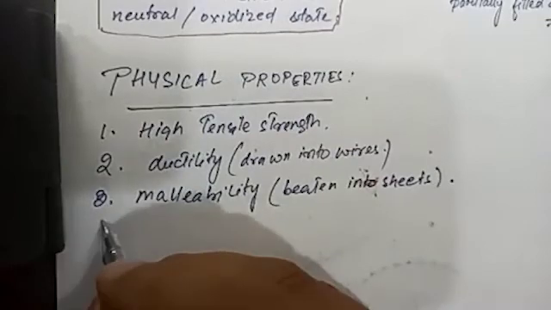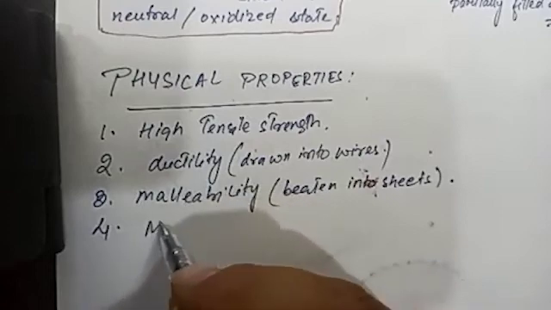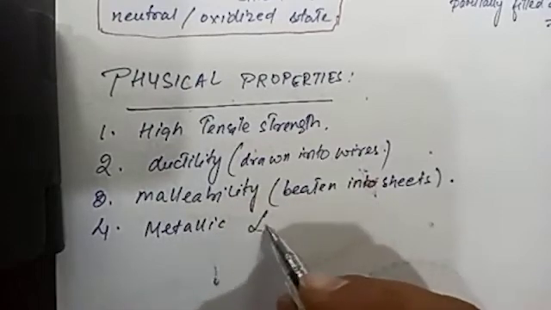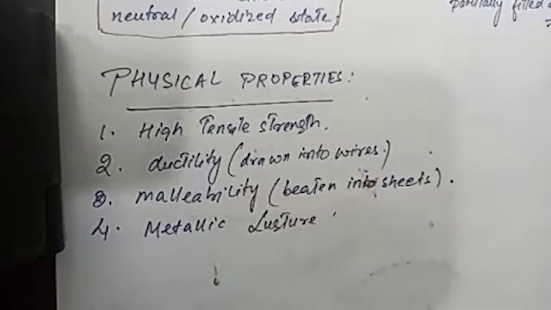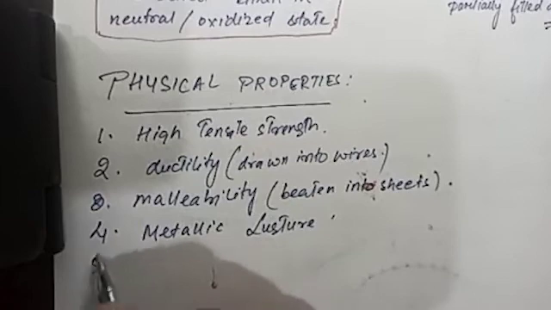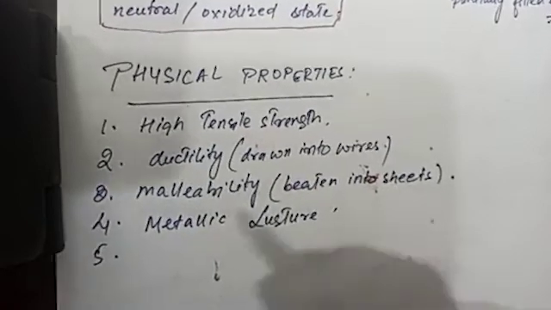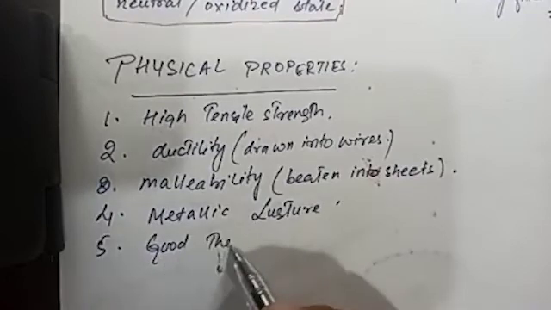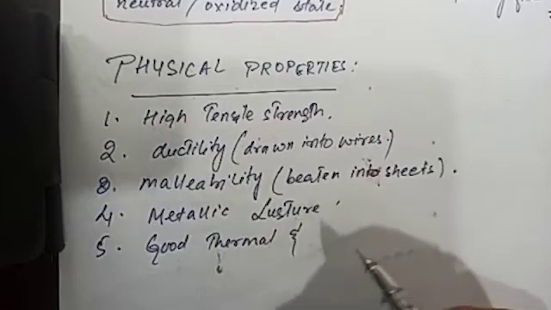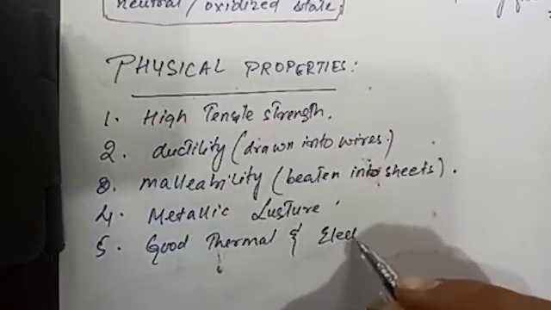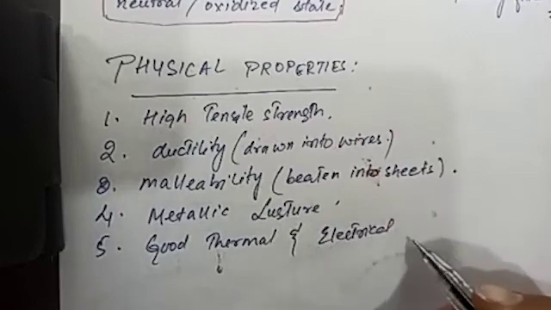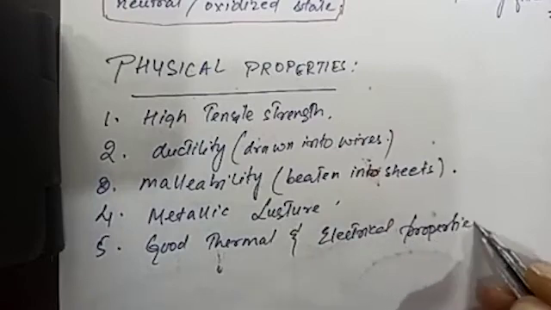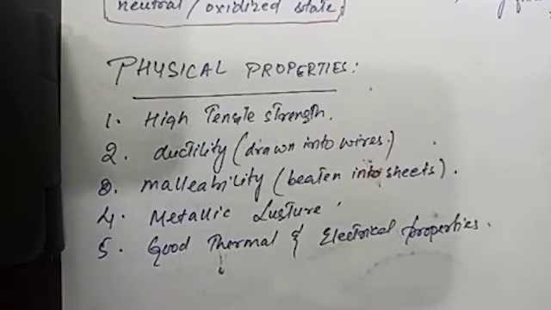Then it has metallic luster. They are very good conductors of electricity and heat. That also we may write, because we know that wires are created of this only. So good thermal and electrical properties. These are some of the physical properties that we commonly discuss.